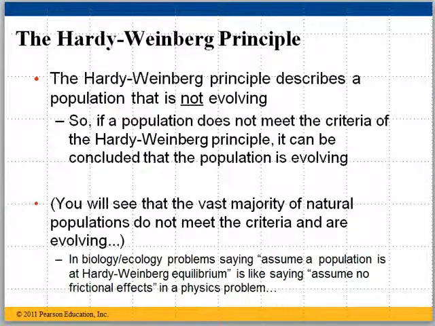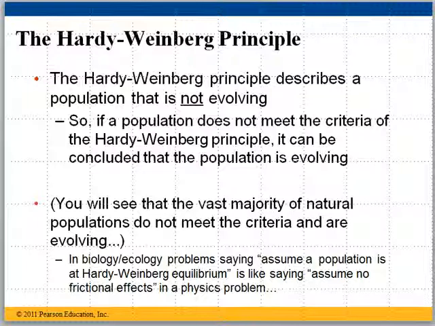There is something we're going to look at called the Hardy-Weinberg principle, or the Hardy-Weinberg equation. The Hardy-Weinberg principle describes a population that is not evolving. So if a population does not meet the criteria of the Hardy-Weinberg principle, it can be concluded that the population is evolving. There are basically 5 criteria that we're going to look at, and if the population doesn't meet all of these criteria, then you can conclude that the population is changing over time and is evolving.